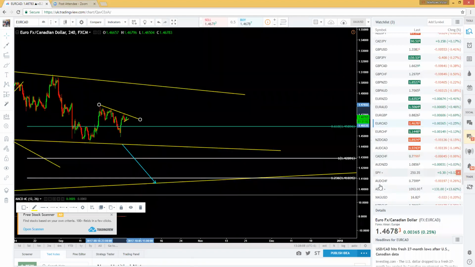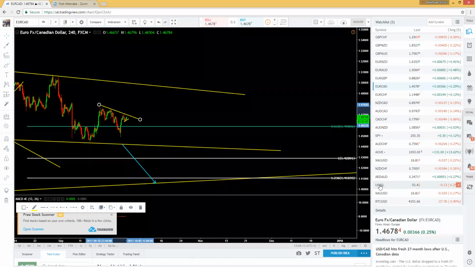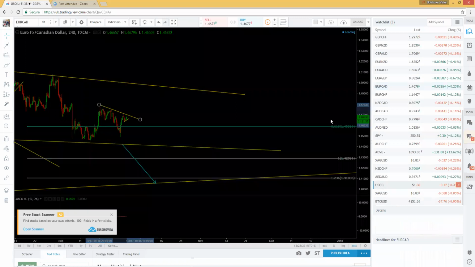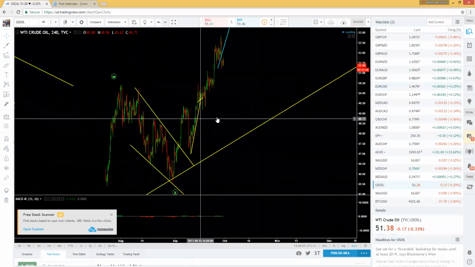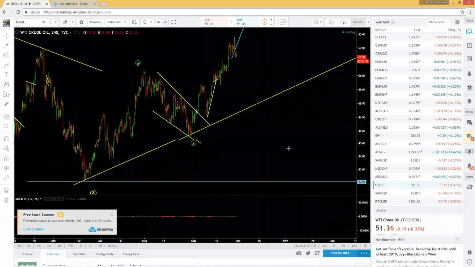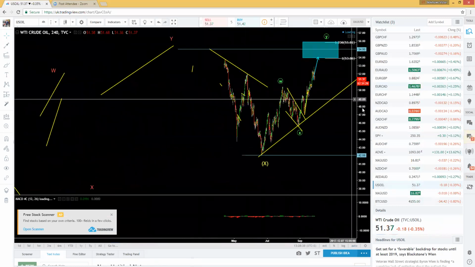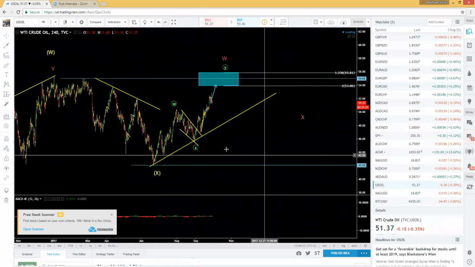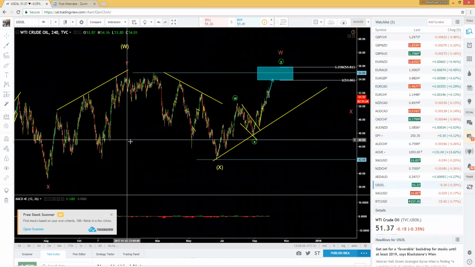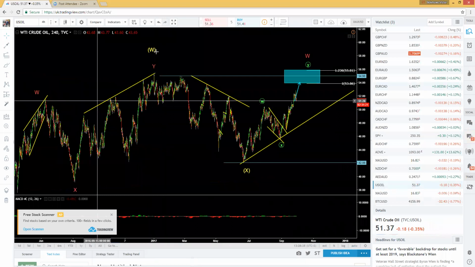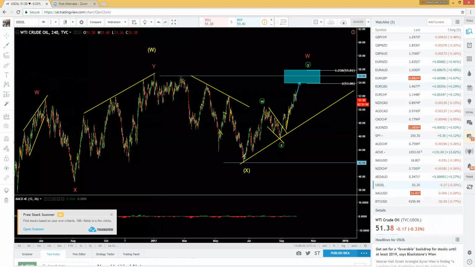Okay, oil, upside. Oil target is about 53. Go to 1 hour. Oil has got the clearest structure. It's so easy to trade oil. So I want to explain the rationale, the higher time frame, the higher degrees. You'll see that we've got a W, X, and I'm anticipating the completion of the Y there.